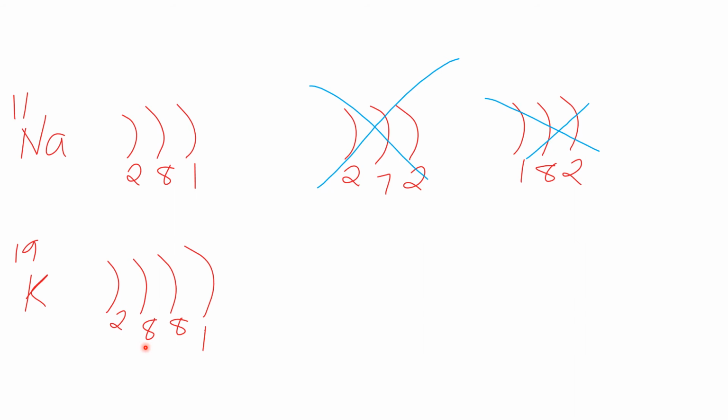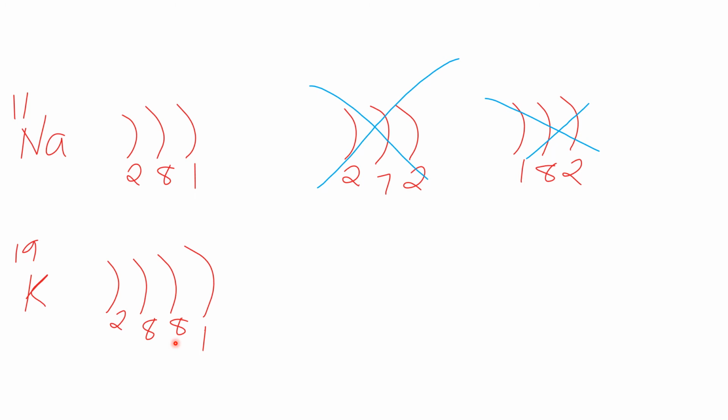Second shell can get a maximum of 8, no more than 8. So 2 plus 8 is 10. Not there yet. I need 19. So I'm going to go ahead and draw a third shell. Now again, make sure that before you draw that third shell, this second shell right here is completely filled up, which it is. So it's fine for me to draw that third shell. So how many am I going to add? Well, I'm going to add another 8.